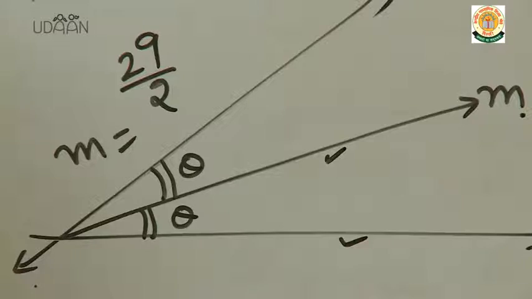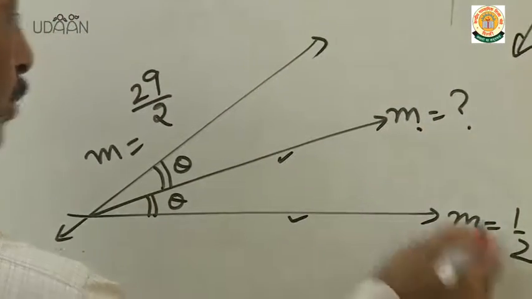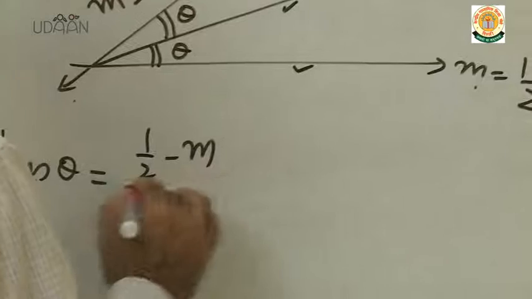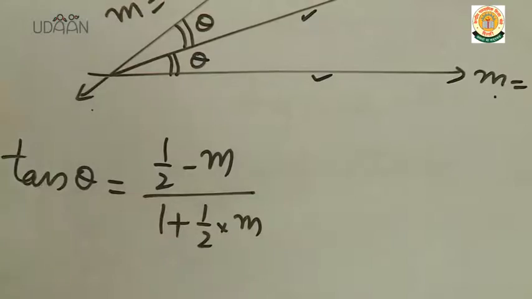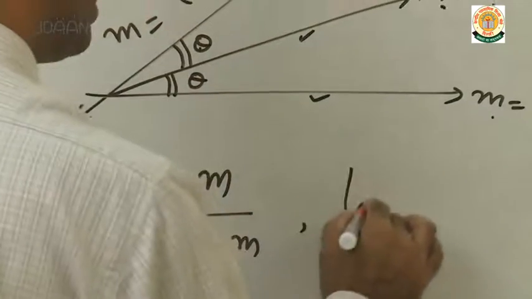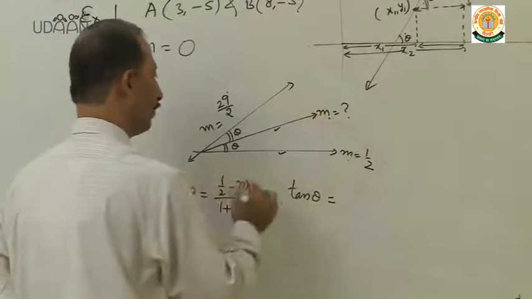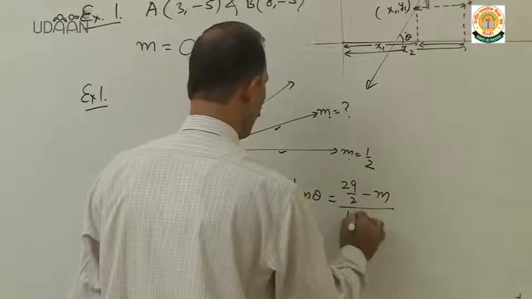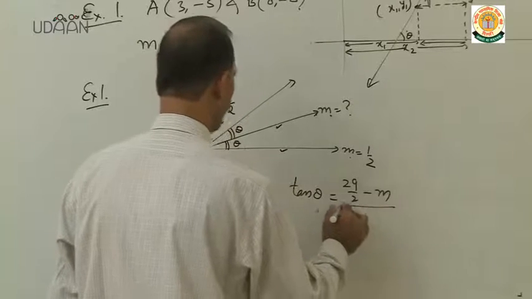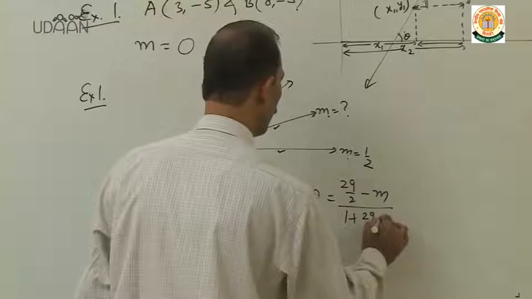Now tan theta between this line and this line is given by, I am taking this as m1 and this as m2, so m2 minus m1 upon 1 plus m1 m2. In the same way here also you can find the angle between the two lines. I am taking now this as m2 and this as m1, so m2 minus m1 upon 1 plus m1 m2, where this value is 29 upon 2 into m.